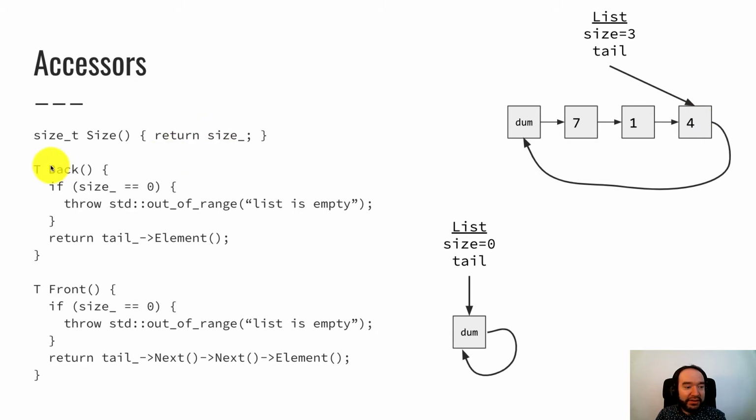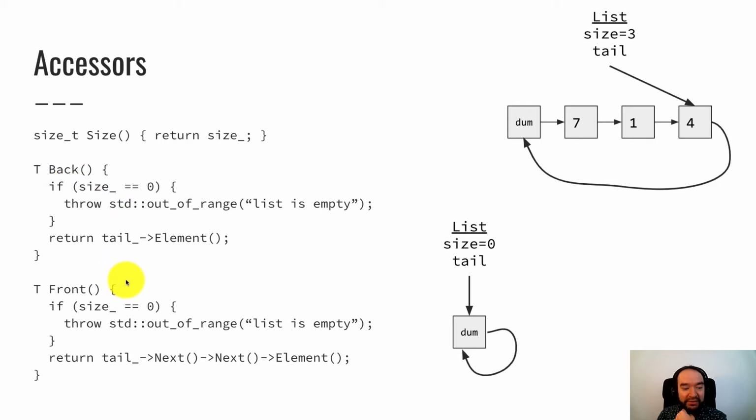So note that back returns T. It doesn't return a pointer to a node. Our user doesn't care about node pointers and really shouldn't be able to see them. They care about T. If this is a list of ints, they want an int. So we follow the tail pointer, get the element there. That gives us a T.